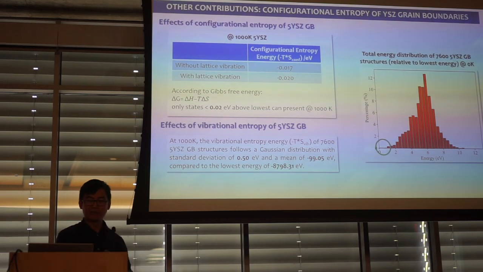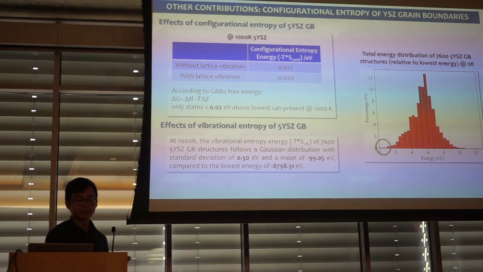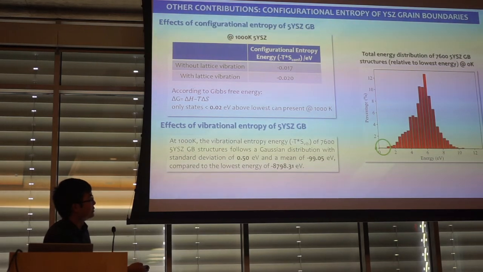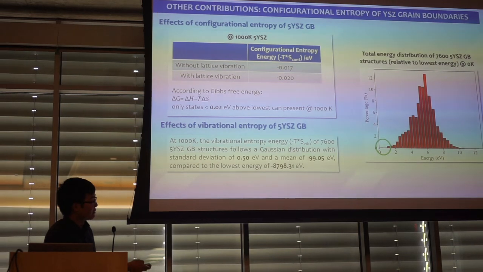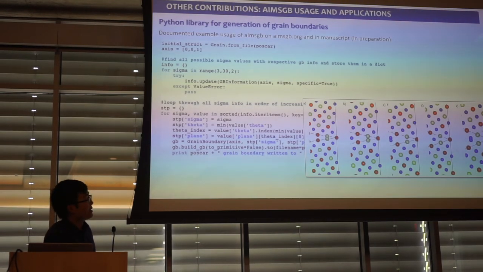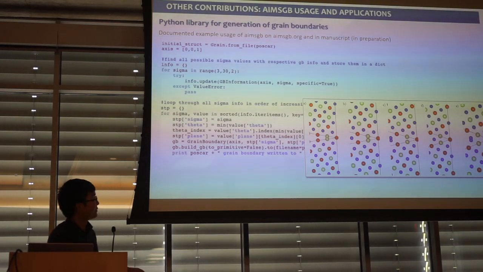So now I'm going to very quickly talk about some other work that I did. I did some work on the configurational entropy of some thermal barrier coating materials. In this work, by analyzing the configurational entropy, we identified a few ground states to do the defect segregation study. I also did some documentation of AIMSGB, which is a Python library for systematic generation of grain boundaries. I uploaded that to our website, aimsgb.org, and wrote a little manuscript, which is in preparation right now.